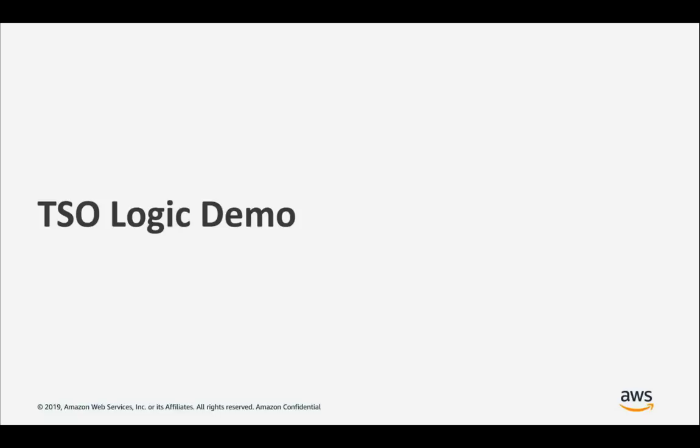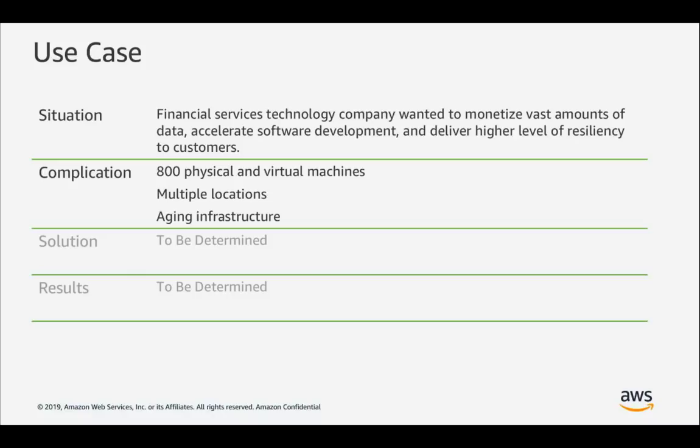So now let's see this in action. In this environment, I want to walk through a use case where a company that has aging infrastructure wants to understand what the costs would be for moving to Amazon Web Services. They have around 800 virtual machines and physical servers split between 2 different data centers. And they're really coming to the following 5 questions.